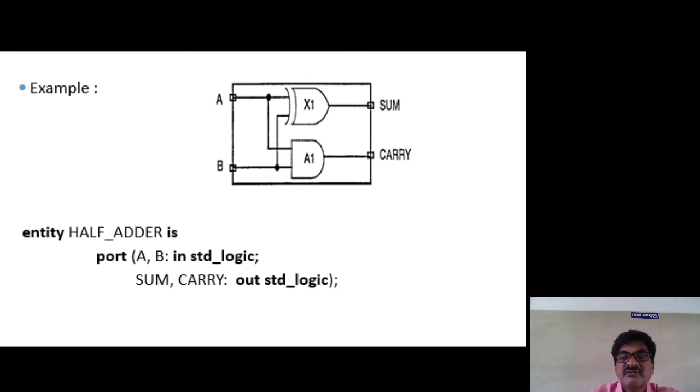Okay, then finally end the entity with the entity name. Each one ends with a semicolon. So like that you can write the entity for a given digital circuit. Is it clear to all of you how to write the entity? Just by knowing the number of inputs and outputs of a digital circuit, you can write the entity.